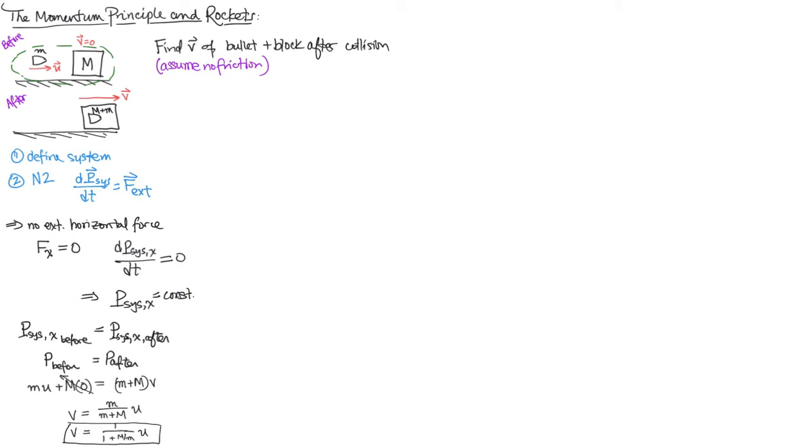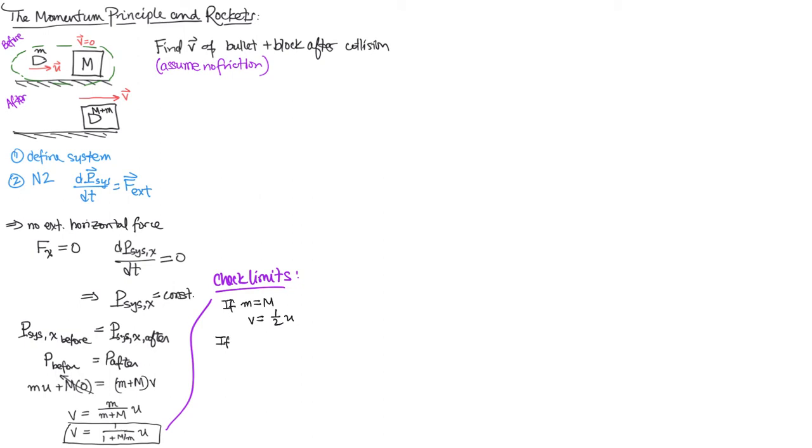We can always check our work here and look at some limiting cases. For example, if the two masses are equal, which would be weird for a bullet and a block, but if they were, then we find that v is equal to 1 over 1 plus 1, or 1/2, times the initial velocity. So the mass goes up by a factor of 2, and the speed goes down by a factor of 2.